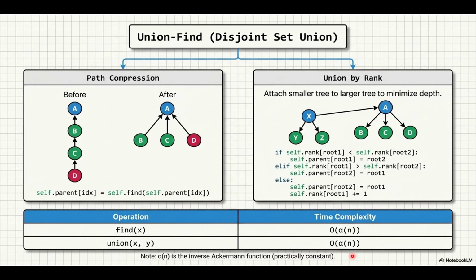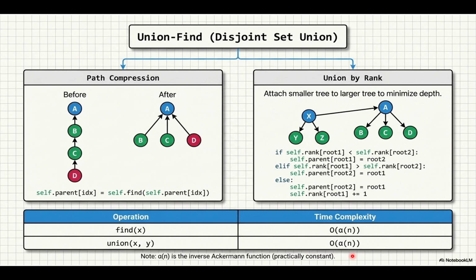Which is wild to think about. It's insane. For all practical computing purposes in the history of human existence, it is a flat, constant number. It means the algorithm can merge these incredibly complex continents of nodes near instantaneously, completely independent of how massive the grid becomes. It completely removes the tracking bottleneck.